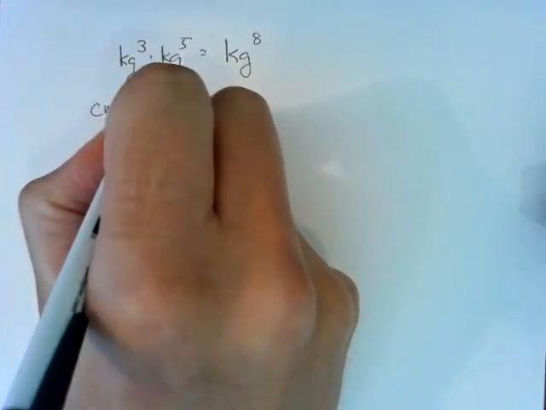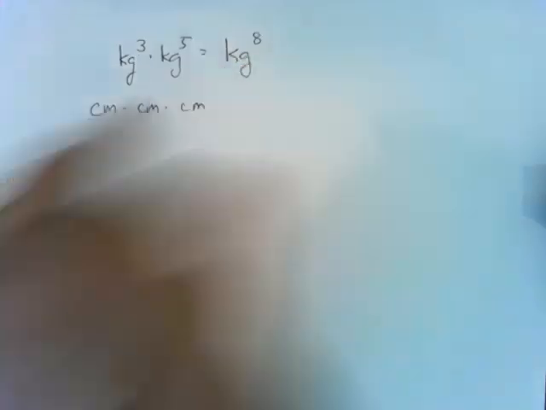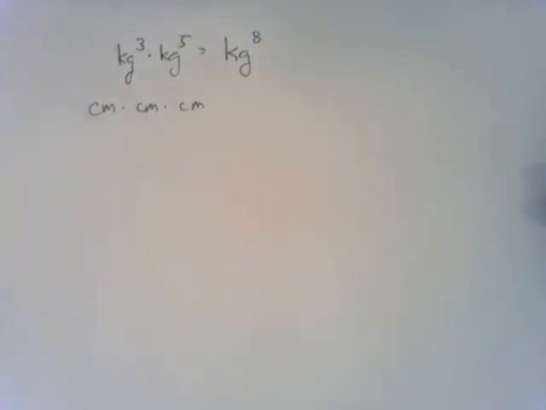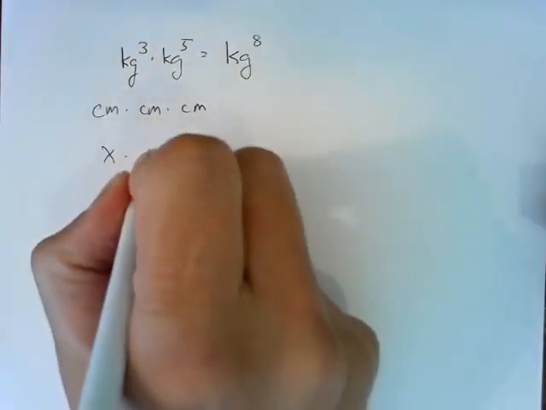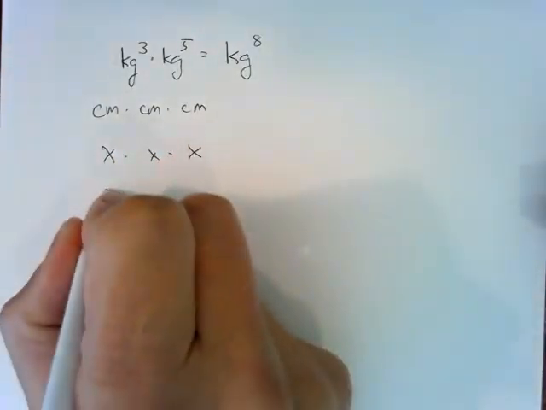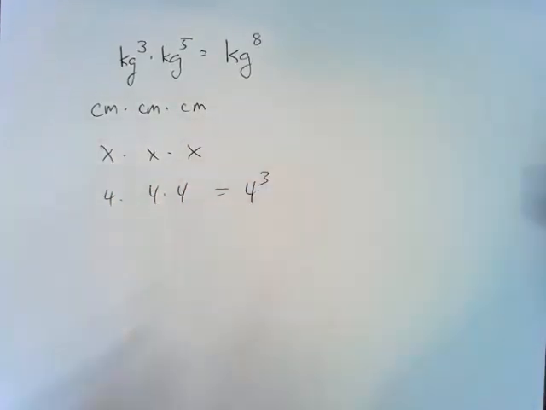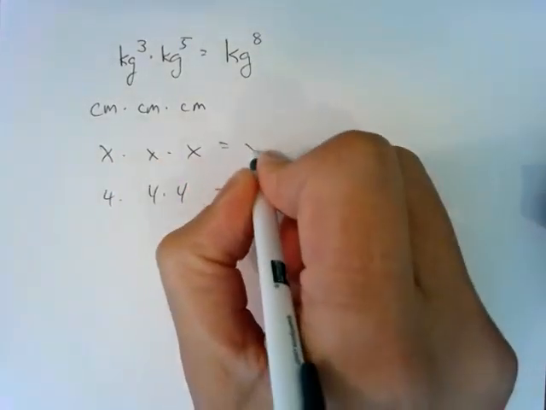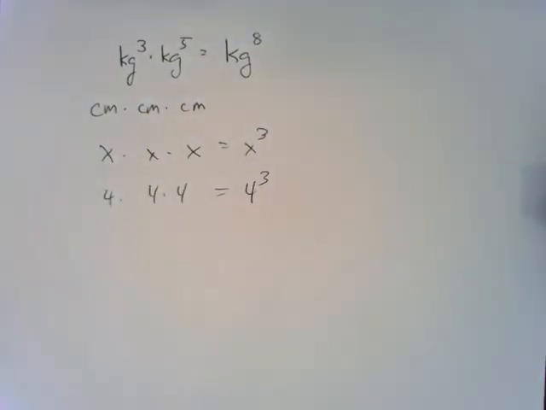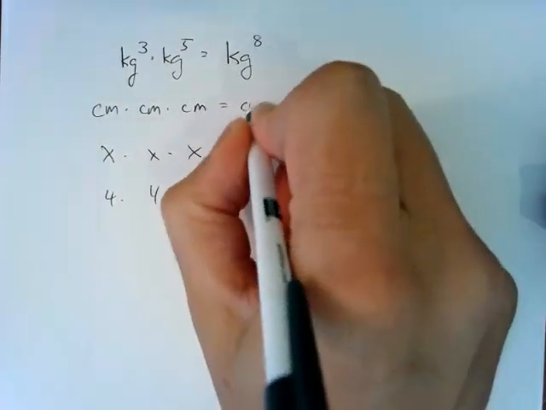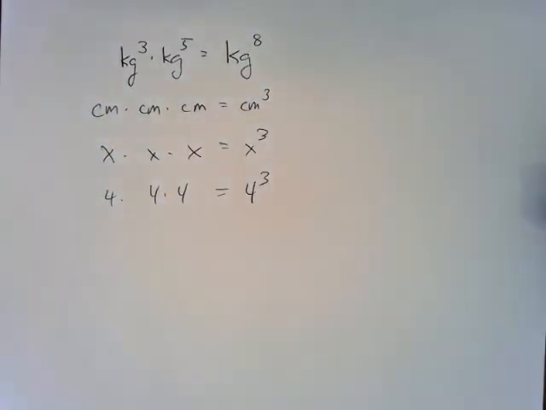Another instance, centimeters times centimeters times centimeters. This is a setup for the next video that I'll talk about. If we have centimeters times centimeters times centimeters, that is exactly like x times x times x, or 4 times 4 times 4. We're pretty content to say that that's 4 cubed. Then we should be pretty content to say that that's x cubed. And then just by extension of logic, that would be centimeters cubed.